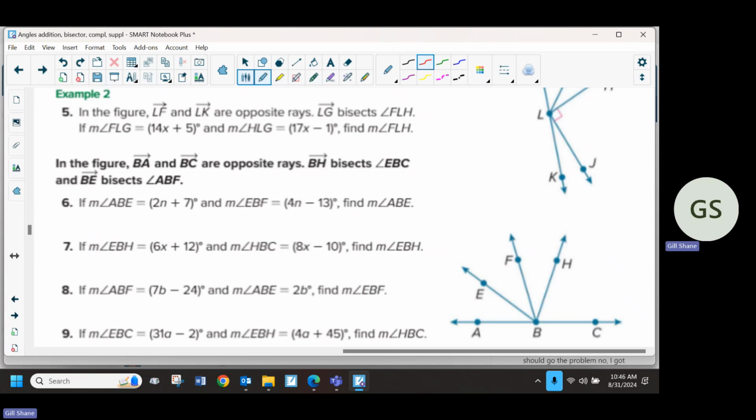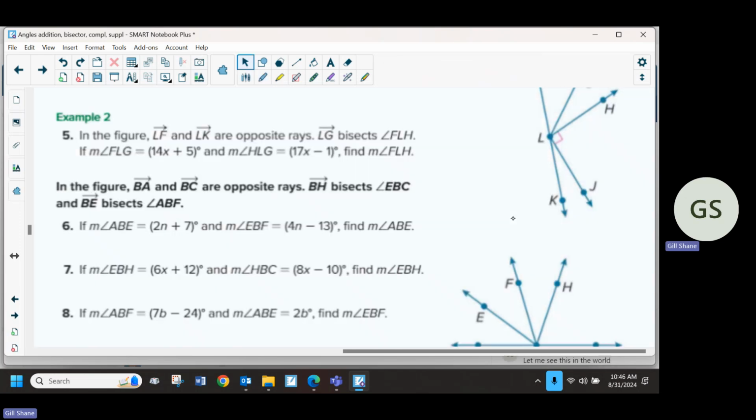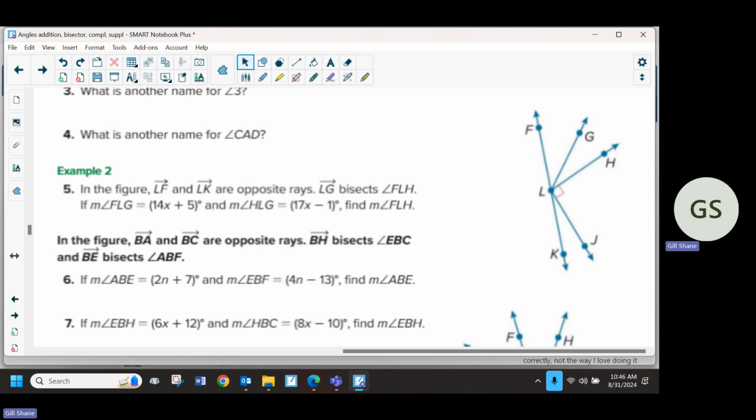Let's just go to the problem. So if I say in the figure, LF and LK are opposite rays, all they're telling you there is that's a straight line. They won't always tell you that. Since they just introduced it in this lesson, they're kind of telling you to get you used to that. But normally you can just assume something that looks like a line is a straight line.